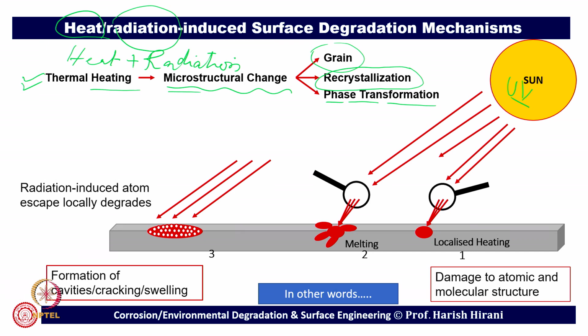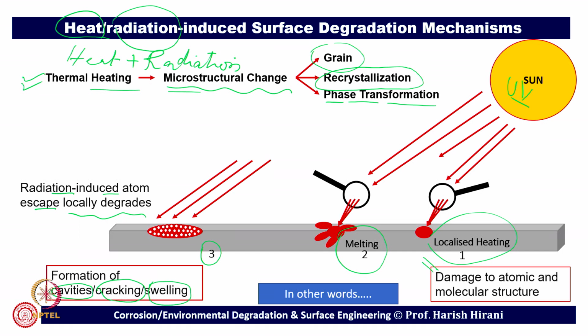Coming to the sun or UV or another kind of radiation, it can cause localized heating. Now, this localized heating can cause damage to the atomic and molecular structure, it can cause melting also, or third, some atoms may get migrated from one surface to another. So, we say radiation induced atom escaping, and this is local degradation. It may form cavities, it may lead to cracking, or in some cases swelling is also possible. So, these are some of the phenomena.